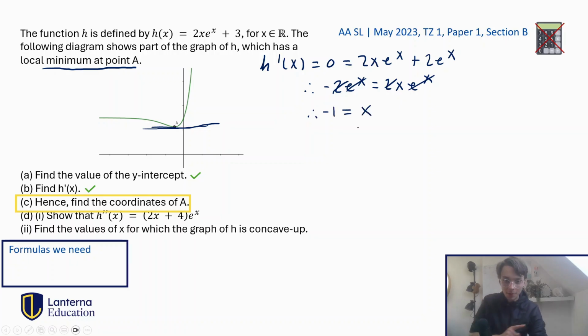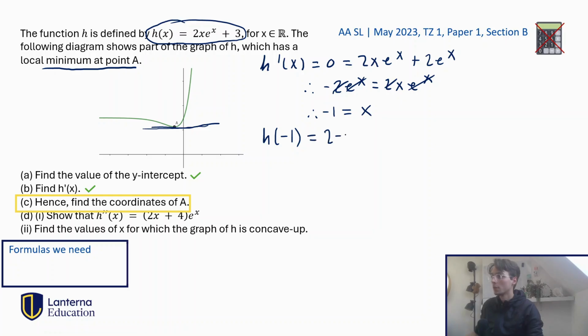Most people would stop here, but we will not, because what do they want? They want the coordinates of A, so we also need the y value, not just the x value. How do we find the y value? We just substitute it back into our equation. So we now need to find h of negative 1 to find the y value. That would be 2 times negative 1 in for x, times e to the power of negative 1, plus 3.